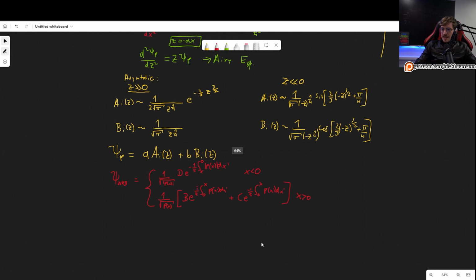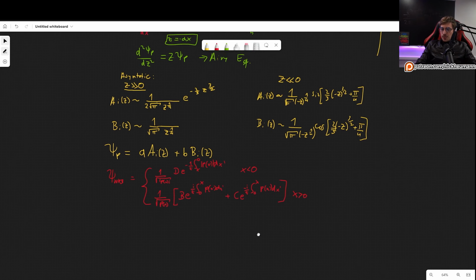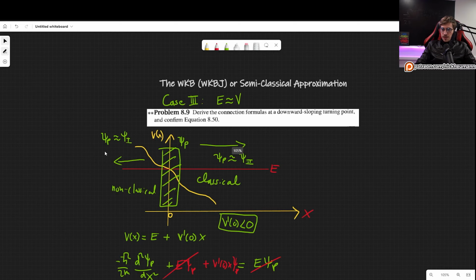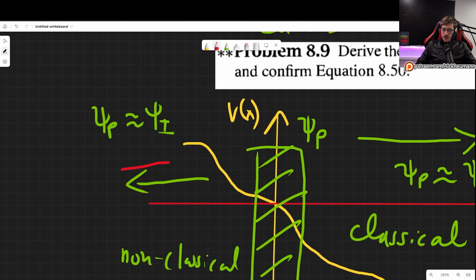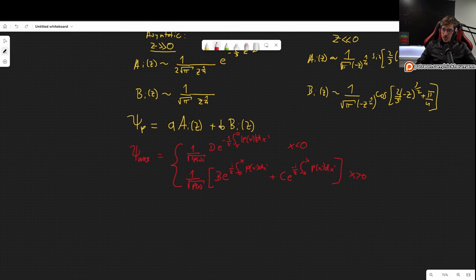So now we need to patch everything together. We want to go back to this condition here. As x becomes very, very negative, we want the solution in the non-classical region to become the same as the patching wave function. And again, negative x means positive z. So we want to begin with this first region, because there's only one term there. It's going to make things a bit easier.